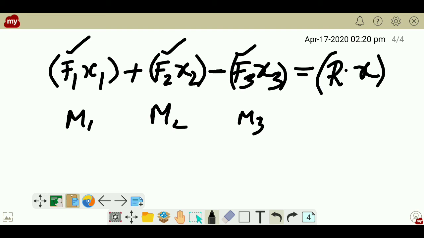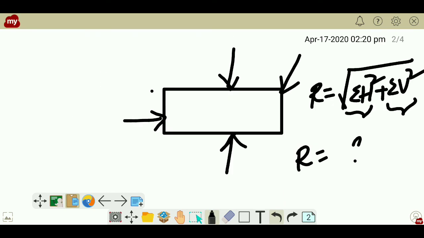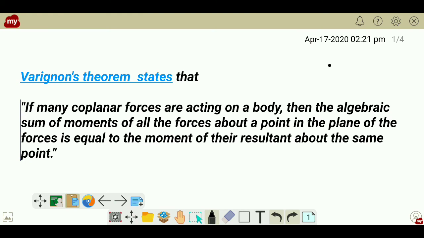So all this is equal to the moment created by the resultant of the forces. That is what the statement is about to convey to us. Let us go to the statement. If many coplanar forces are acting on a body, then the algebraic sum of the moments of all the forces about a point in a plane. Here we have our point as point A, where we obtain all the moments created by the individual forces, and we can obtain the same moment of the resultant about the same point.